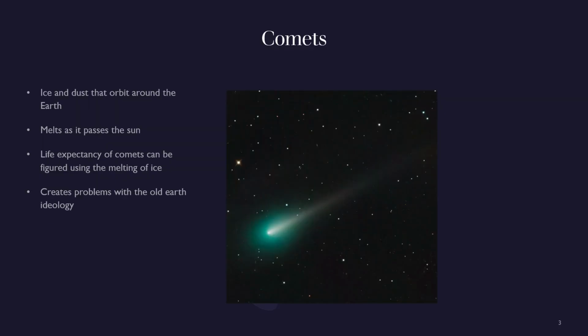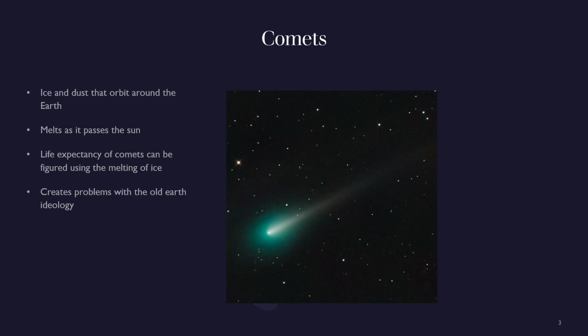The second part that I wanted to bring up is the topic of comets. So comets are pieces of ice and dust, space debris from asteroids that are in a constant orbit around the Earth. The problem that comets bring out for older theories is the life expectancy can be determined from a comet. Because a comet is majority of ice, as it passes through the orbit in Earth, it nears the sun and thus starts to begin melting that ice.